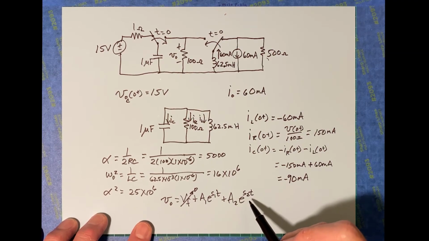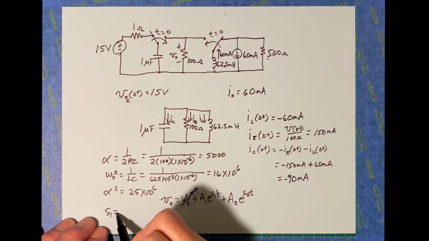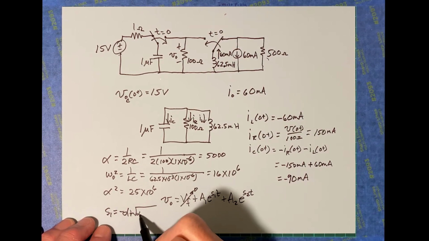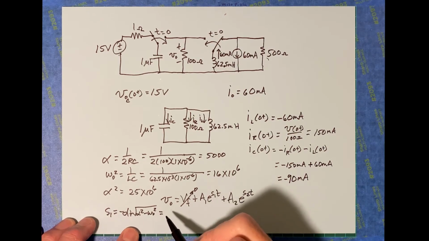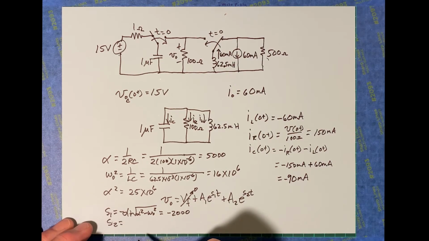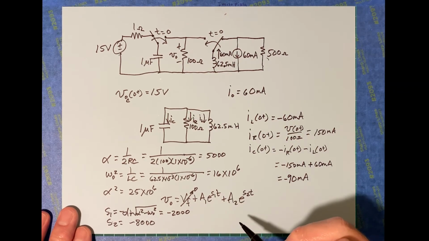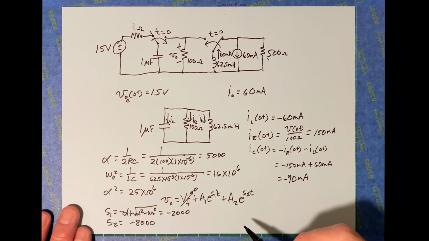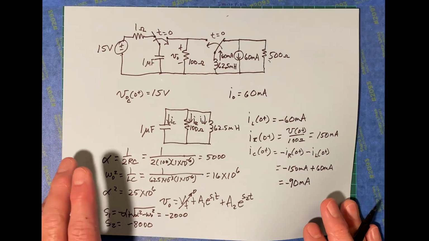The S1 and the S2 can be computed pretty quickly here. S1 is minus alpha plus the square root of alpha squared minus omega naught squared. That turns out to be minus 2,000, and S2 turns out to be minus 8,000. Both of those are radians per second. So we've got our S1 and our S2. We still need to figure out what A1 and A2 are, and we have to rely upon our initial conditions for that.